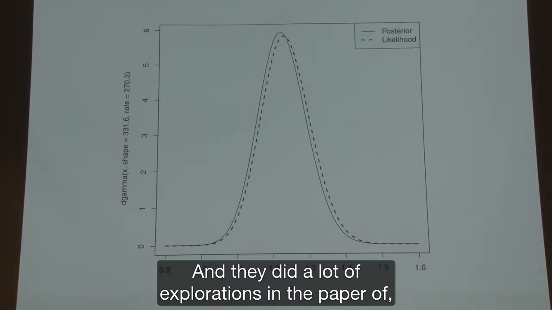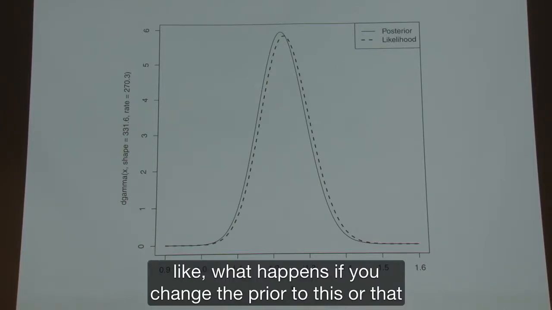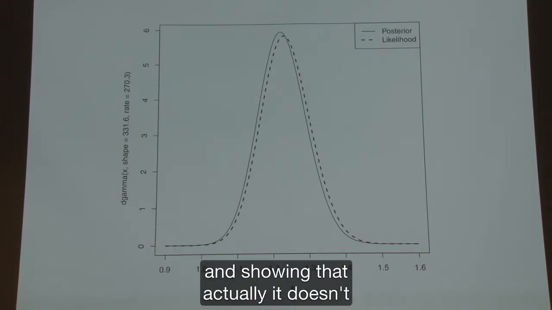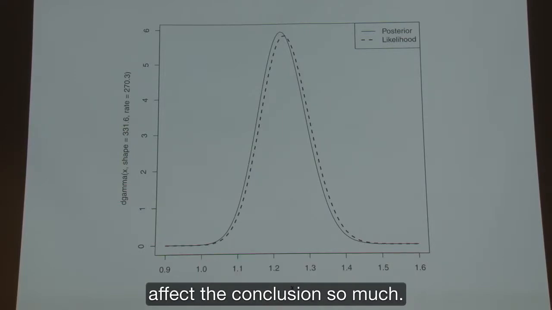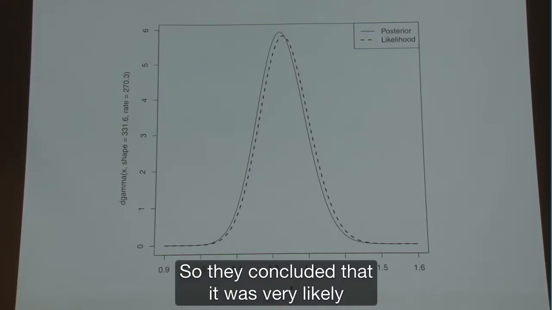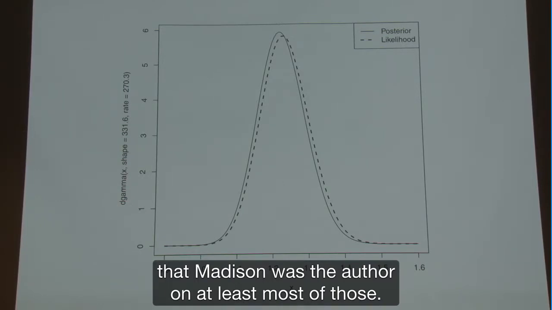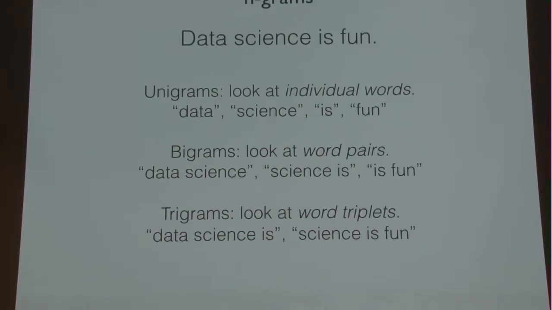They did a lot of explorations in the paper of what happens if you change the prior to this or that, showing that it actually doesn't affect the conclusions much. Okay, so they concluded that it was very likely that Madison was the author on at least most of those.